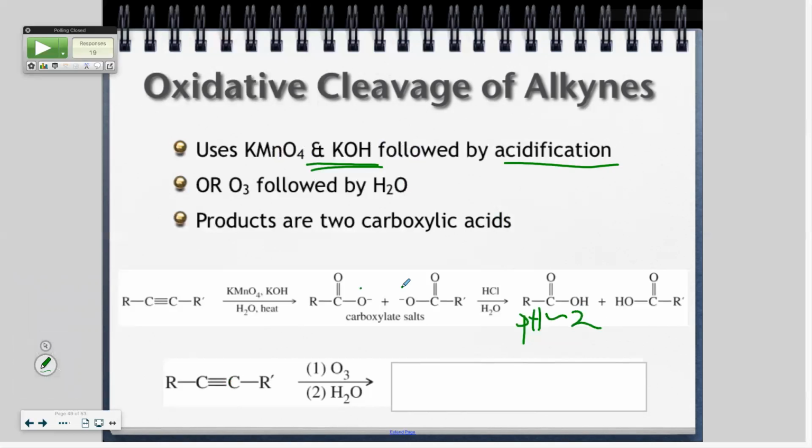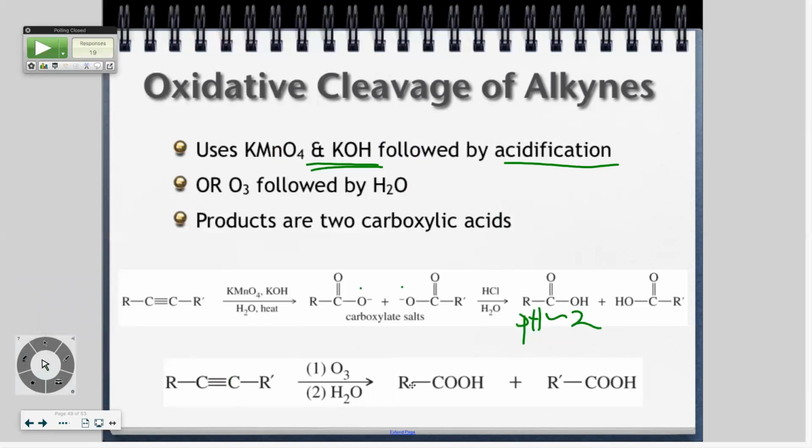Okay, remember what ozone was? O3 followed by H2O. And you get the same thing, carboxylic acid. Okay, you always get 2 carboxylic acids. So if I give you 2 carboxylic acids and I say what alkyne did they come from, there's these carbons here, these carbons here are from here. Okay, it's like you literally cut it in half.